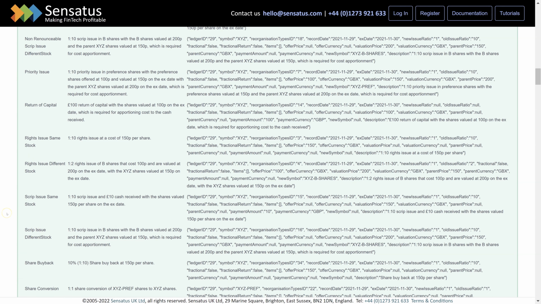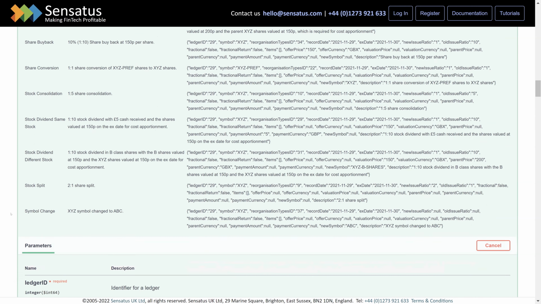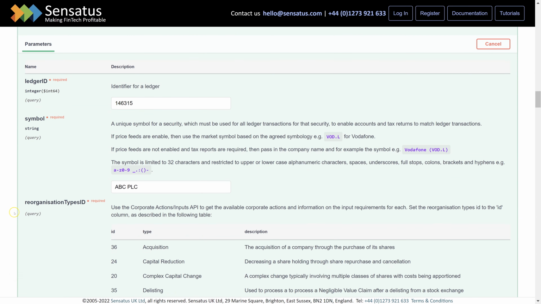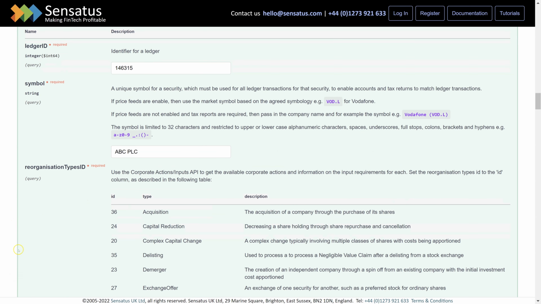In this example, we will process a Scrip issue in ABC plc for a client that has 110 shares that cost £110,000. The client will be entitled to a Scrip issue of 1 share for every 20 shares owned on the record date. The value of the ABC plc shares on the record date is £10,000 per share, and fractional entitlements will be returned to the client.